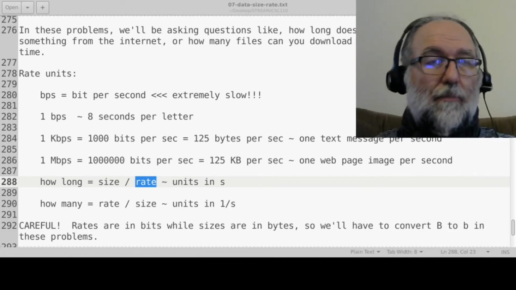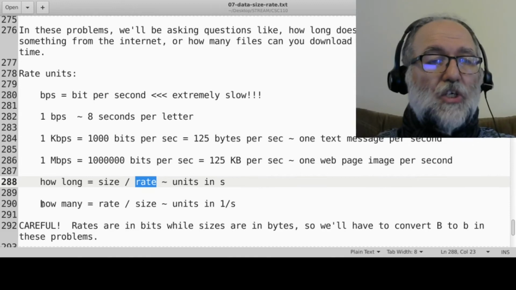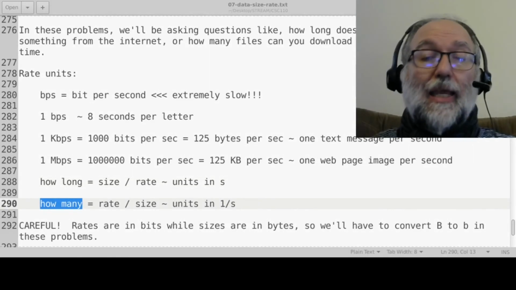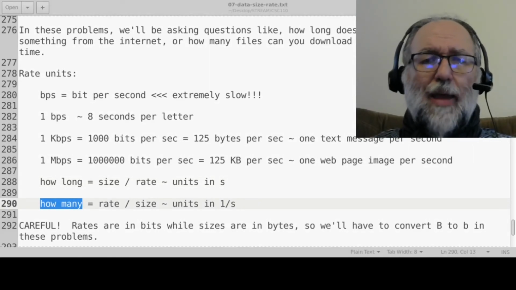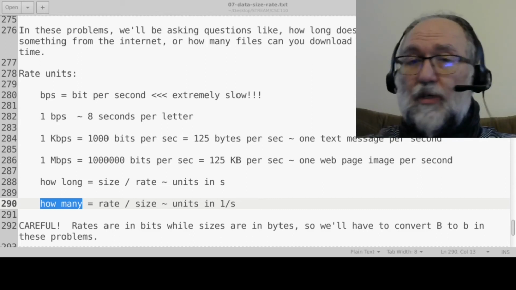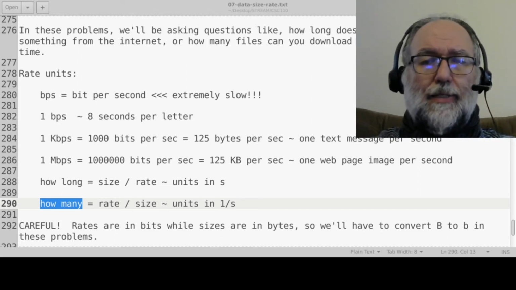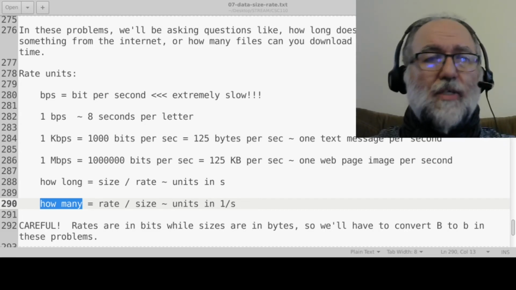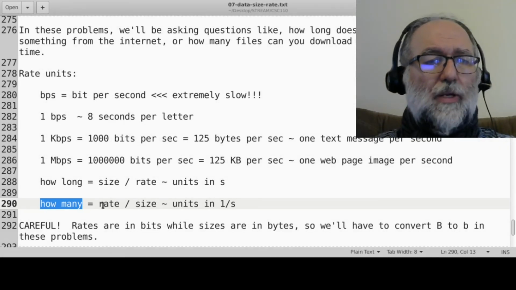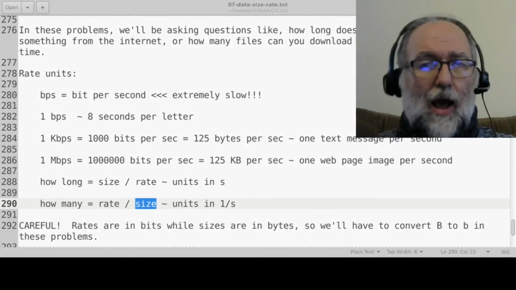But there's another type of question that you might want to ask, and that's how many. The how many question. And the how many question basically is a question like this: how many movies could I download if I downloaded nonstop for a week? How many movies could I download? For those kinds of questions, basically what you do is the rate divided by the size. So it's kind of the opposite.